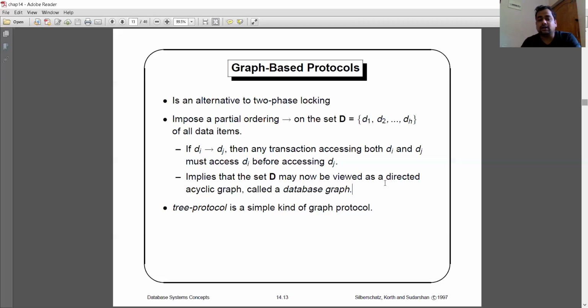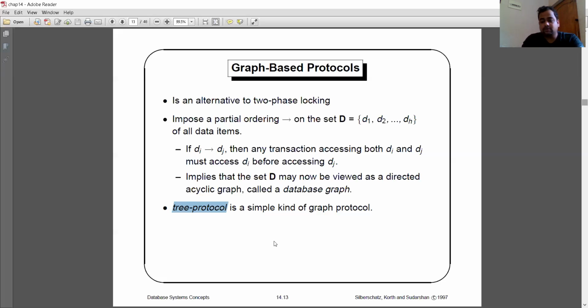Now the database graph consists of directed edges and it should be acyclic. And as you know, acyclic means there should not be any cycle in the graph. That is, the starting point and the end point should not be the same. There is no looping concept. It is called an acyclic graph. So the best example that fits this graph-based approach is the tree protocol. The tree protocol is one of the graph-based approaches to concurrency control.